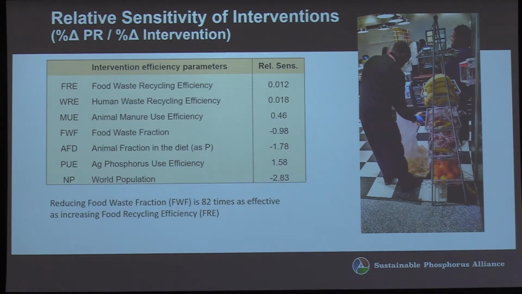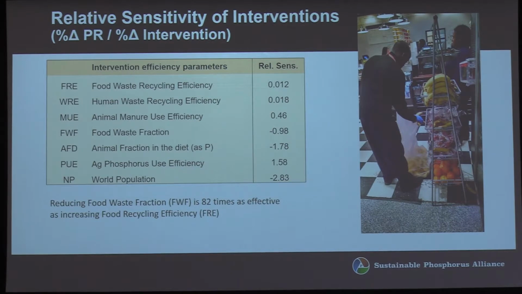The other fascinating thing about this is that now you see the animal fraction in the diet and phosphorus use efficiency are relatively strong. You get much more than 1% improvement for each percent change in your parameter. Particularly, I like this one. Looking at the food waste fraction, it's about 1, compared to food waste recycling. Reducing food waste is, under nominal conditions, about 80 times as effective as increasing your recycling of food waste.